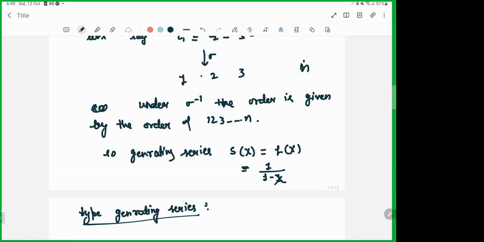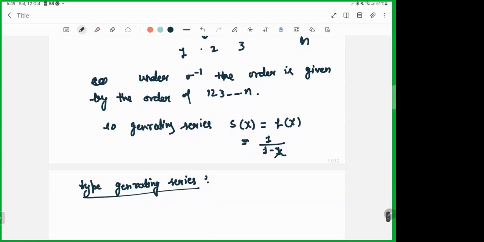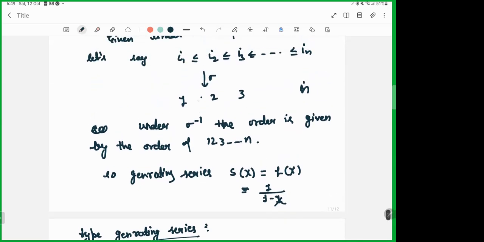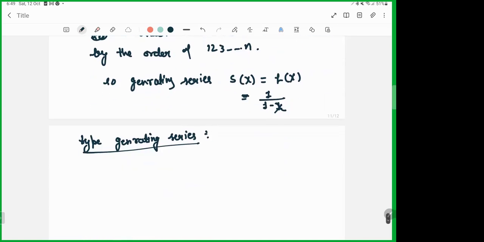Okay, no, I don't think they are the same. Because the automorphisms will be different in permutations. The linear order is given by the ordering of the natural numbers 1 up to n, so it's the inverse map, and these two are not equivalent. As permutations they are equivalent, but as linear orders they are not equivalent, because the linear order comes from the order of the natural numbers. So the type generating series for this remains the same.